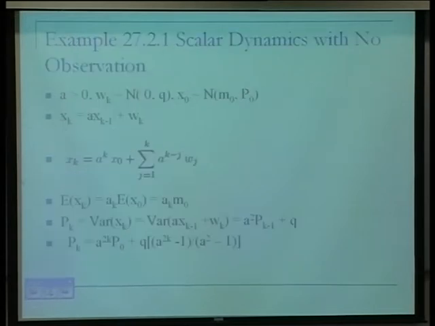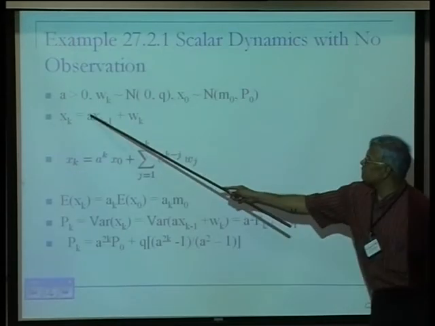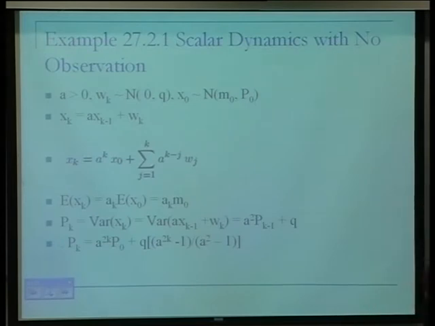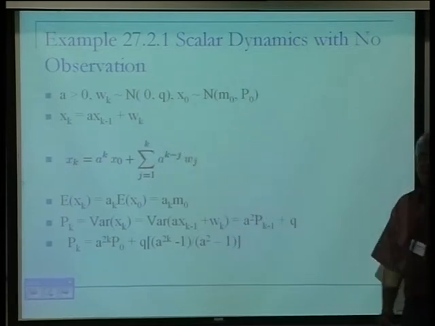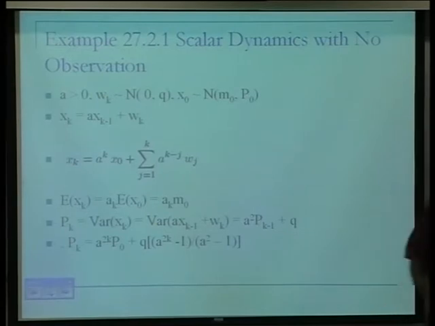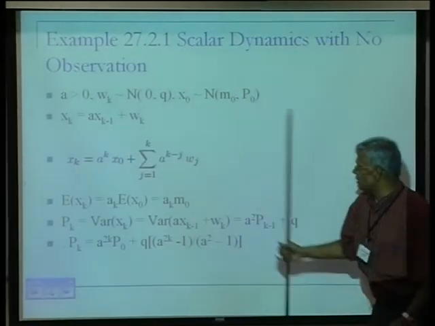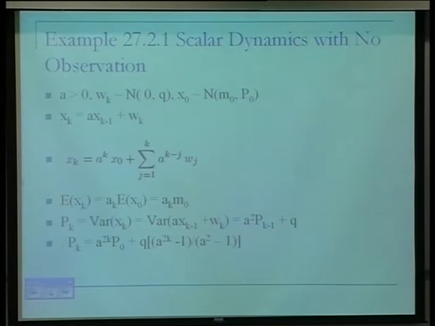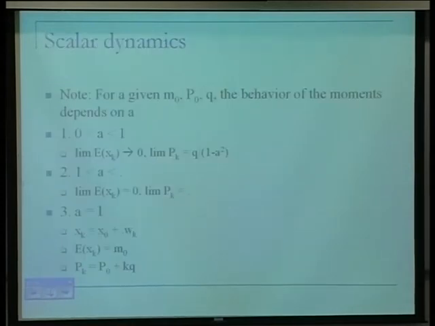In this case, if a is greater than 1, the dynamics are unstable. If a is less than 1, the dynamic is stable. If a is equal to 1, it becomes a random walk under the assumption that this is a mean zero white noise process. So Xk will represent a random walk on the integers.